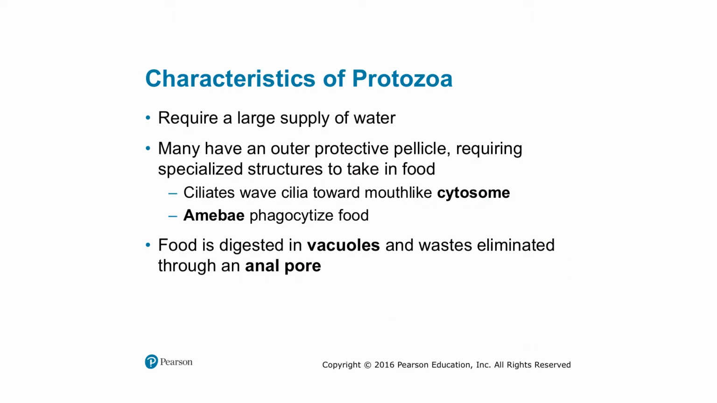So the protozoa require a large supply of water. Many of them have an outer protective pellicle, requiring specialized structures to take in food. So ciliates will wave the cilia towards the mouth-like cytosome, and amoebae are going to phagocytize food. The food is digested in vacuoles, and wastes are eliminated through what we call an anal pore.